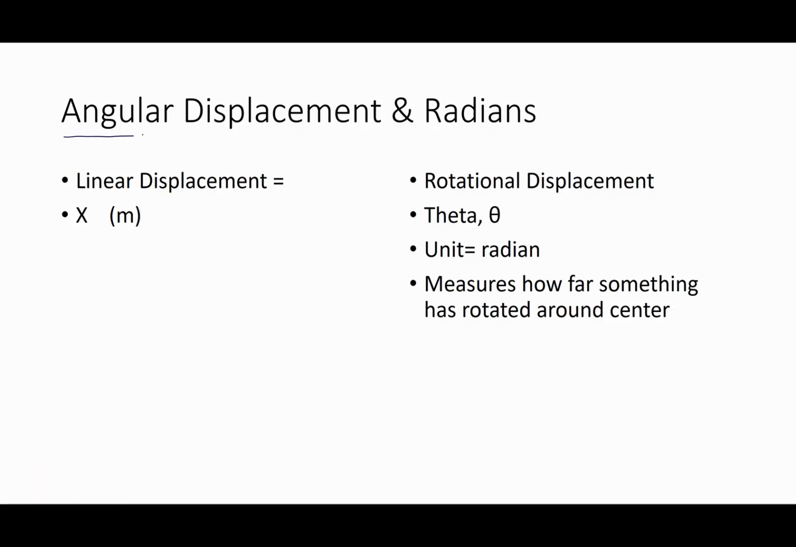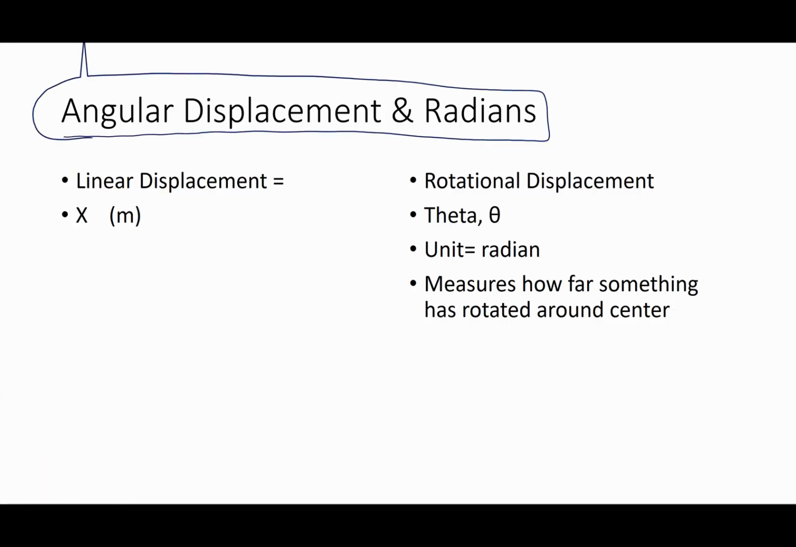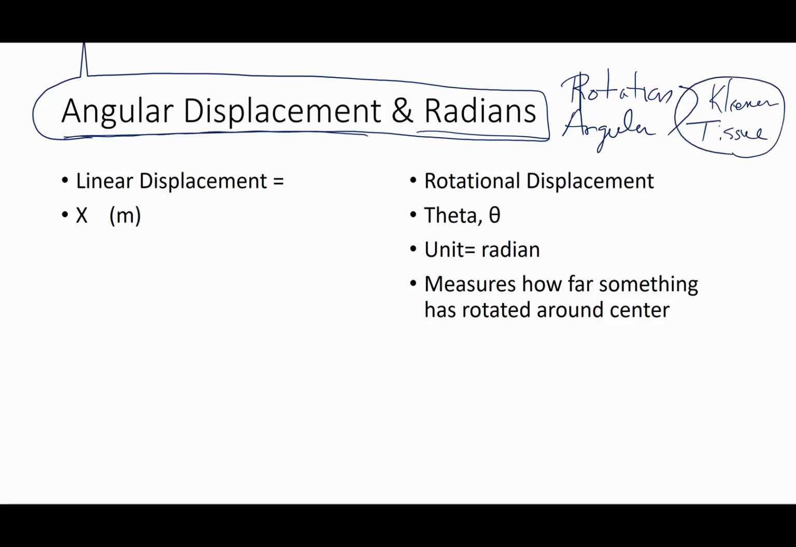Hi everyone, we're going to begin our discussion of rotational kinematics with a discussion about angular displacement and radians. Before I get too much further into this, the words rotational and angular are sort of synonyms. It's like calling something a Kleenex or calling it a tissue. It's the same thing, just two words used to describe the same thing, so they are interchangeable. When we talk about angular displacement and radians, we're talking about how far something actually moves in a circle, how far something actually is displaced.